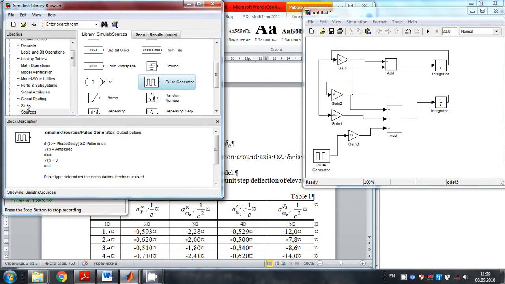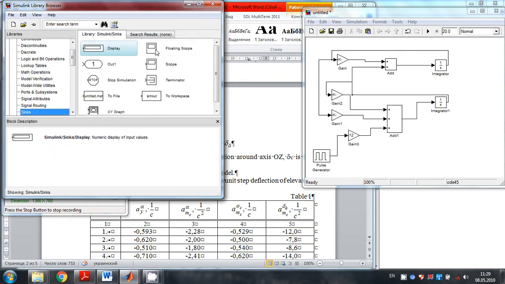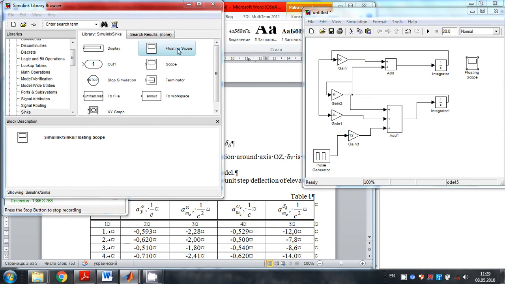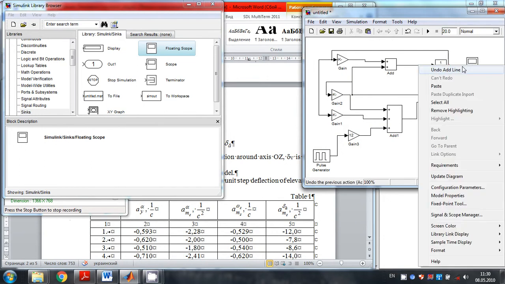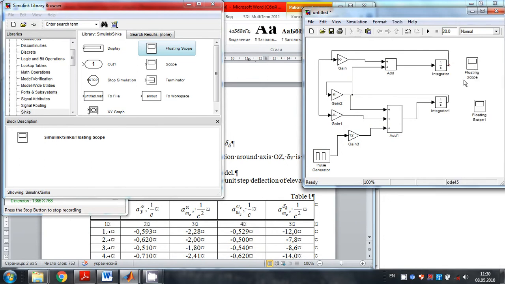So we switch to the sinks, and we drag and drop the floating scope, or two floating scopes, to our system. No, sorry, not floating scope, just a regular scope with an input. A regular scope here and a regular scope here. Now we right click and connect the output of the first integrator.